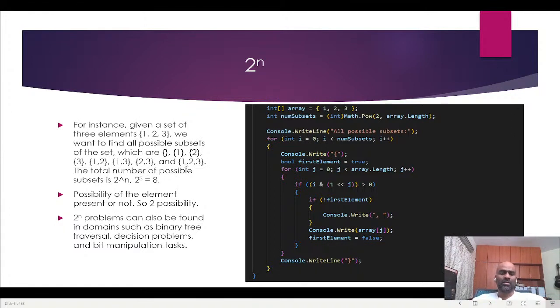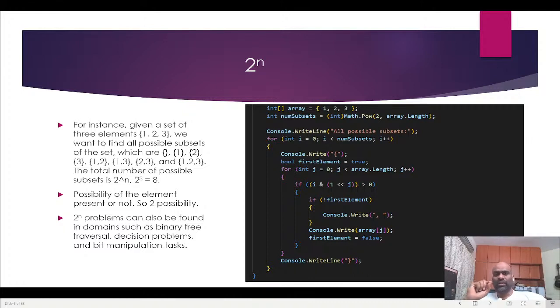I have 3 elements. I need to find the possible subsets out of these 3 elements. What are the possible subsets? It can be the empty set, a set with only 1, a set with only 2, a set with only 3, sets with 1, 2; 1, 3; 2, 3; and 1, 2, 3, the actual original set, right?